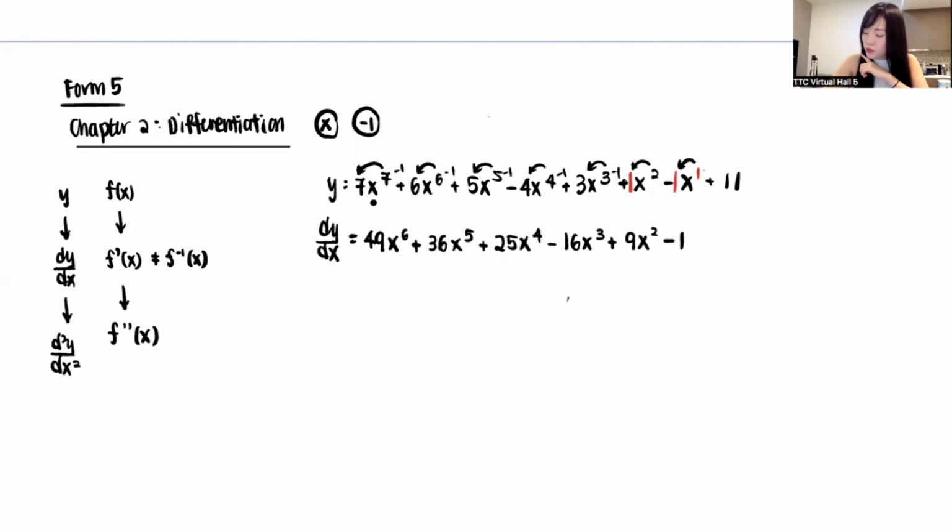Then power, if you minus 1, then it is x power 0. But is it necessary to write x power 0? No. So no need to write the x power 0, just write the 1.